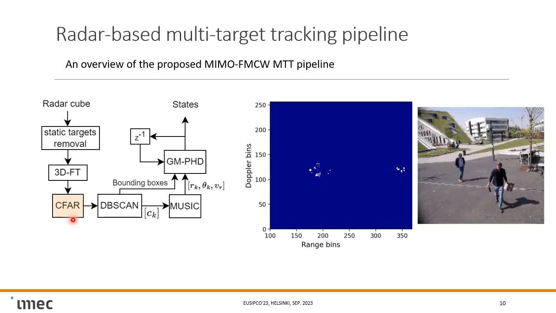This is an example of the CFAR output. As you see here, we have two targets in different ranges, and these two sets of points are obtained for this scenario. And then by applying DBSCAN, clustering happens. And here clustering gives three clusters. One of them is obviously a clutter, which is due to perhaps some multipath from the floor.